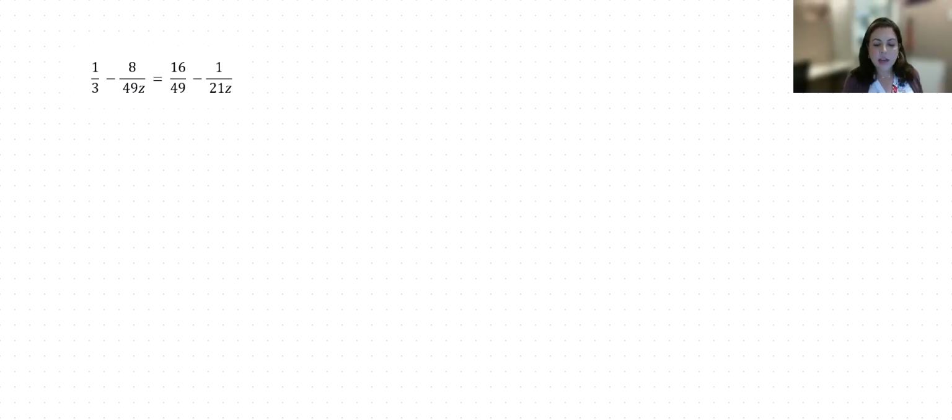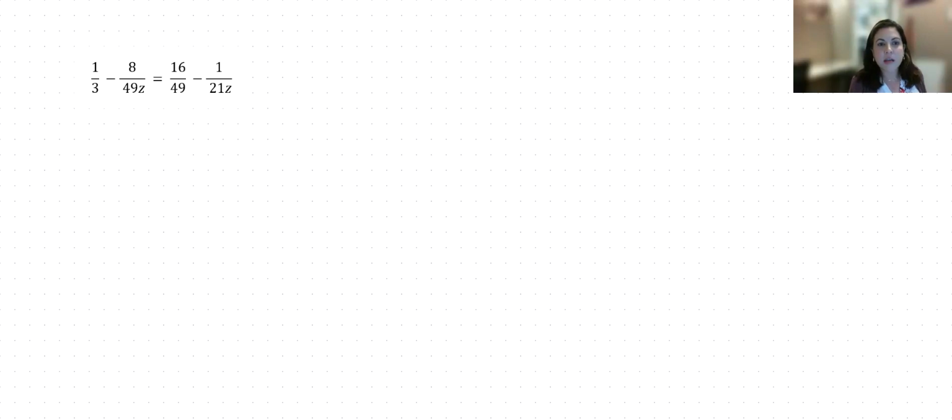Hello, so a student asked me to solve this rational equation. It's a little different than what we're doing in class, but I thought I would go ahead and tackle this. So one way to solve equations that have fractions, some students like to find a common denominator and then combine the fractions. Another method is to just get rid of the fractions completely by multiplying by the least common denominator.